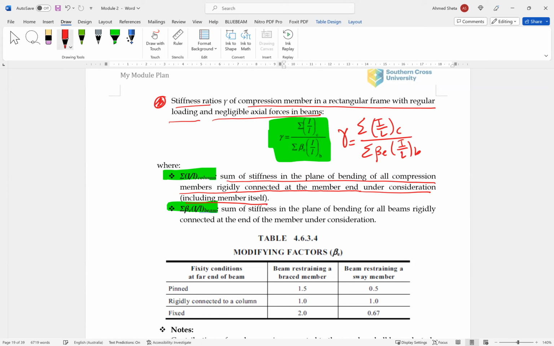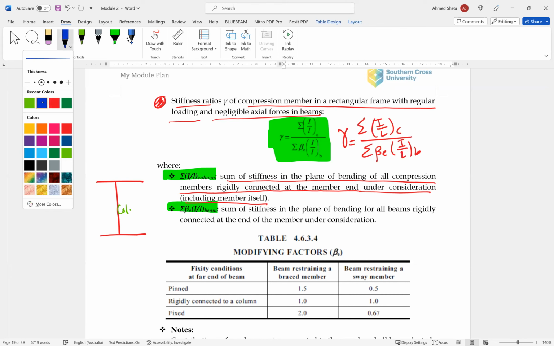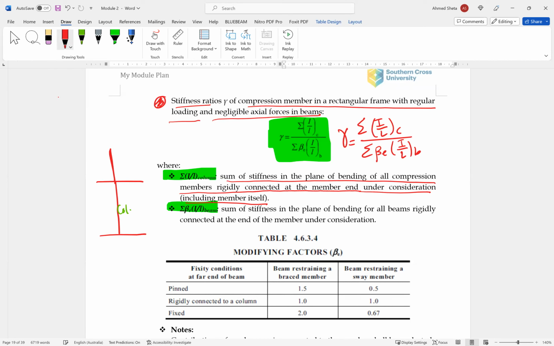Okay, let's say we have this building. So this is our column. This is like a multi-story building.